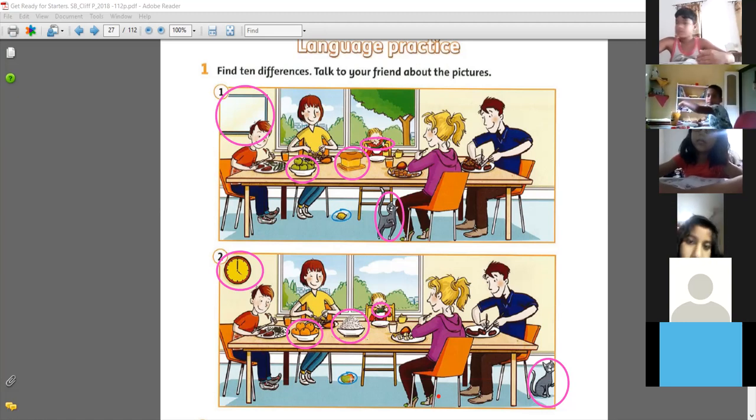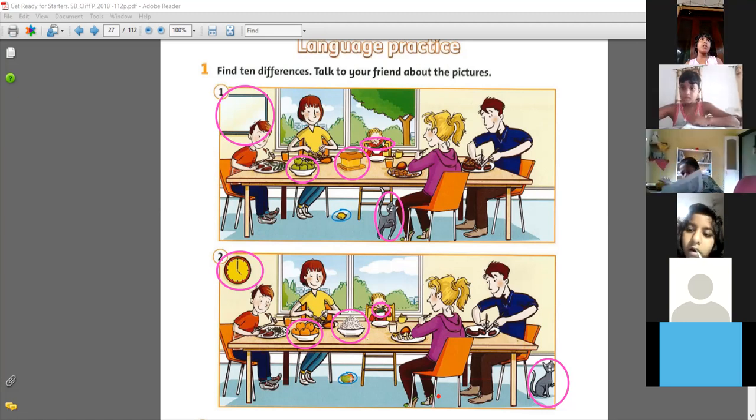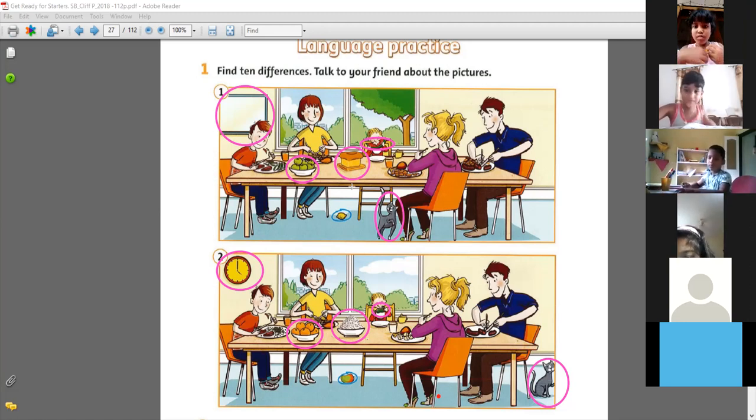Always try to use there is and also there are. You can use there is, there are. And also prepositions, under, in, on, between, likewise you can use. Okay? Yes. Okay. Next one.